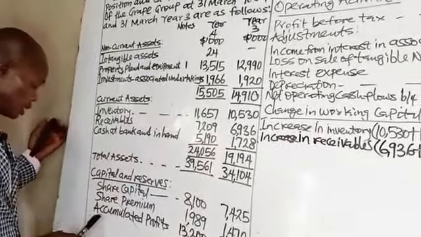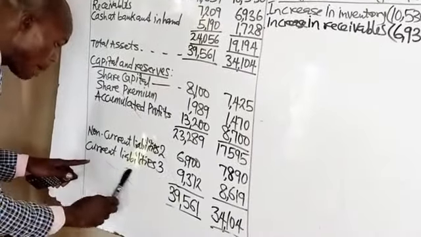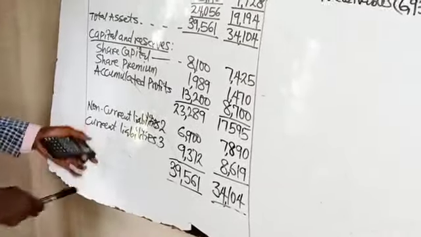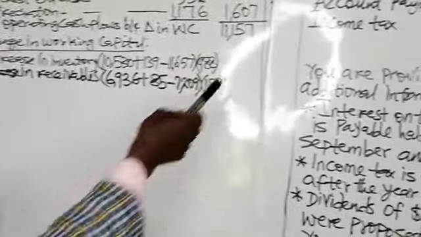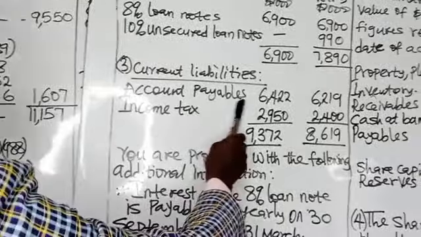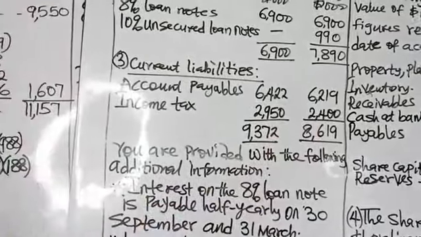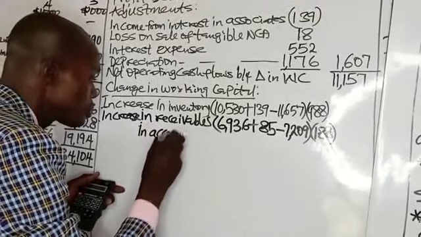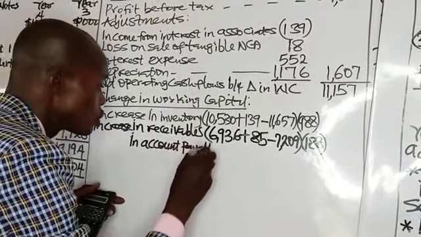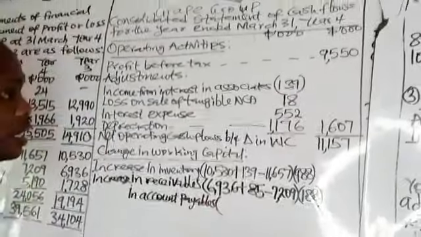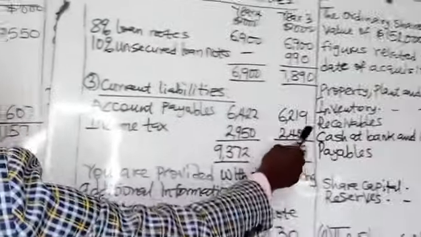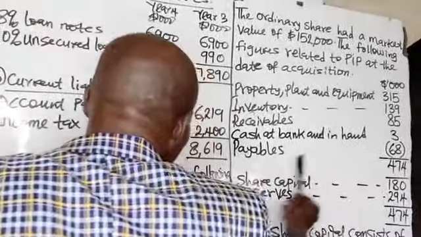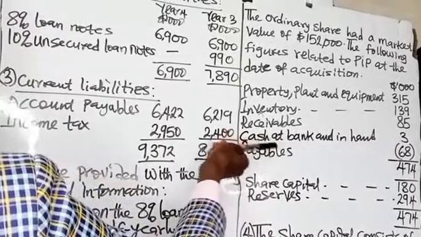Then, after receivables, we have cash at bank and in hand. This is cash, so it will not be considered. Then we have current liabilities. We are given note 3 for current liabilities. Now let's go to note 3. We want to look at the composition of current liabilities. Current liabilities include accounts payables. So we have to see whether it is an increase or decrease in accounts payables. The opening is 6,219. The closing is 6,422. While the accounts payables acquired during the year is 68. So we have the opening plus acquisition, which is 68, minus the closing.